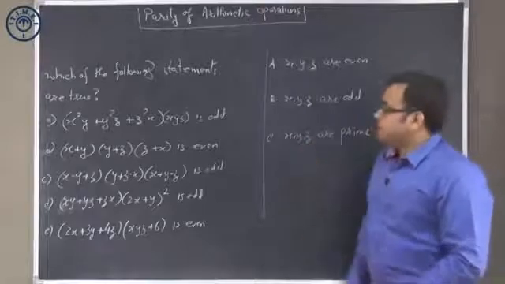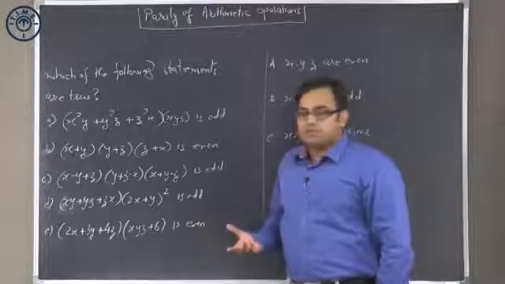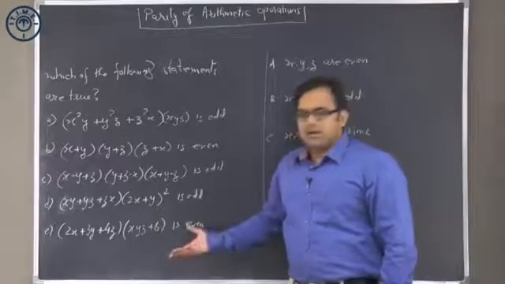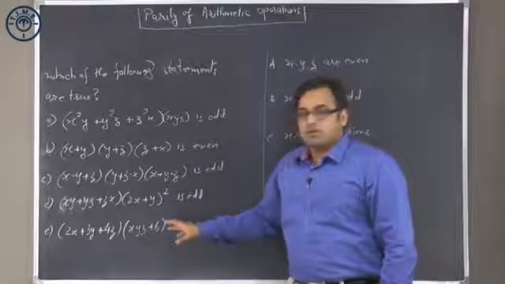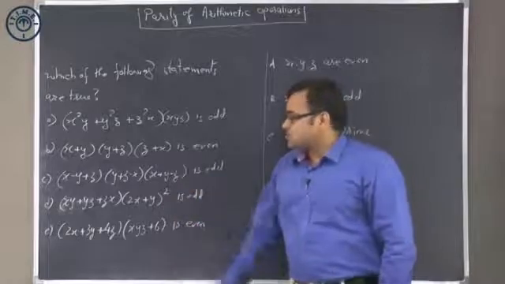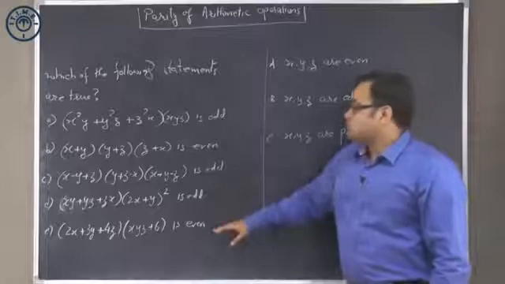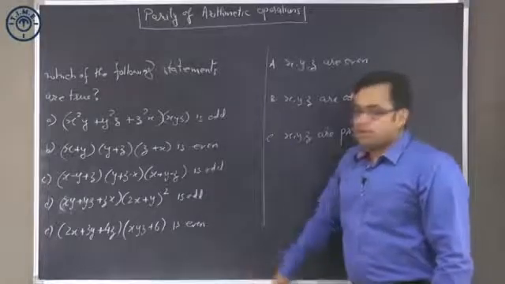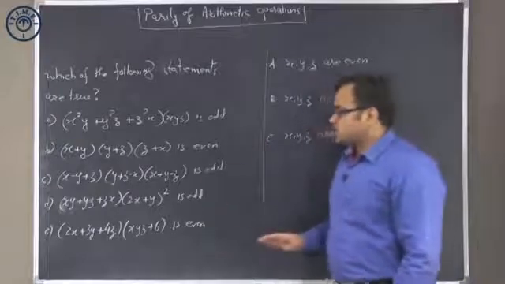The first one, X, Y, and Z, these are even. In case X, Y, and Z are even, it would be pretty obvious that whatever arithmetic operation I am performing, even plus even is even, even into even is even. So in every case they have to be even. So wherever it is odd, it would be false. Wherever it is even, it would be true. So the first one is pretty obvious.